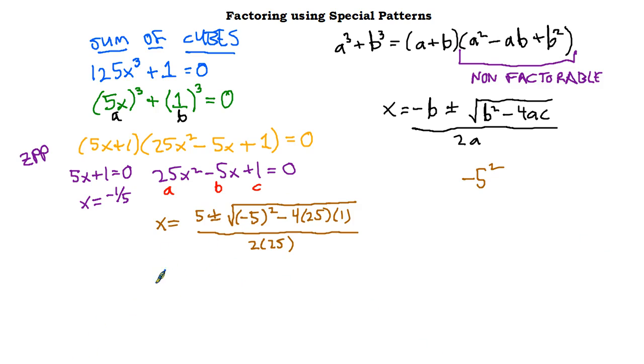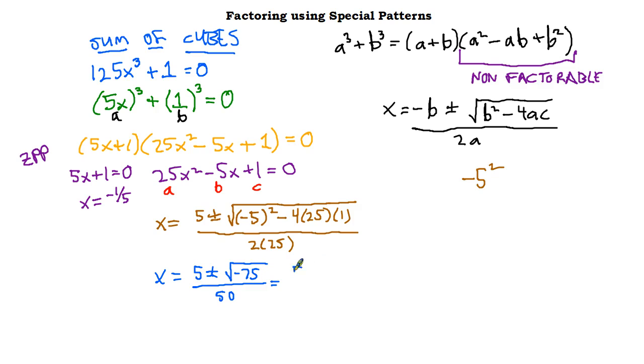Alright, so the next step is we're still going to do 5 plus or minus, and then this will be positive 25 minus 100, and so that'll be negative 75. So I'm going to put the square root of negative 75, and that's all over 50. And you might recall what happens when you have a square root of negative 75. Why don't you pause the video for a moment and see if you can put this in simplified radical form. Don't forget, you end up getting an imaginary number, okay?